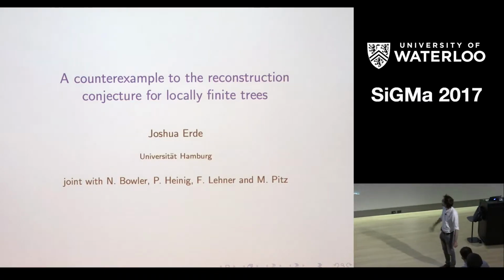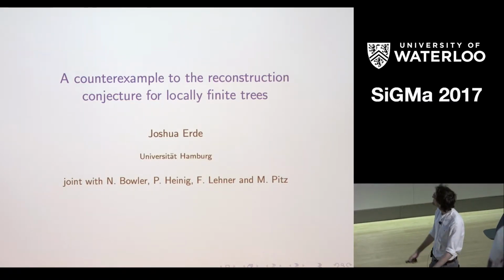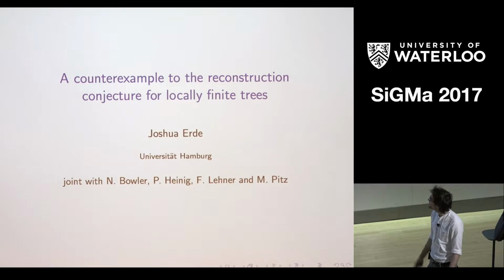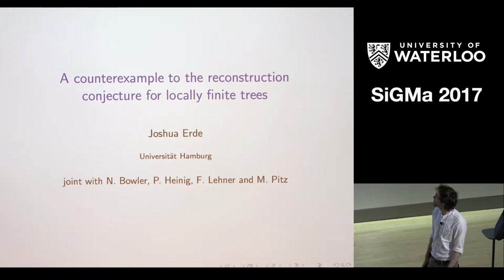I'm Joshua. I'm going to talk about a counterexample to the reconstruction conjecture for locally finite trees. What I'm going to be talking about today is joint work with Nathan Bowler, our first speaker today, Peter Heinig, Florian Lehner, and Max Pitts.